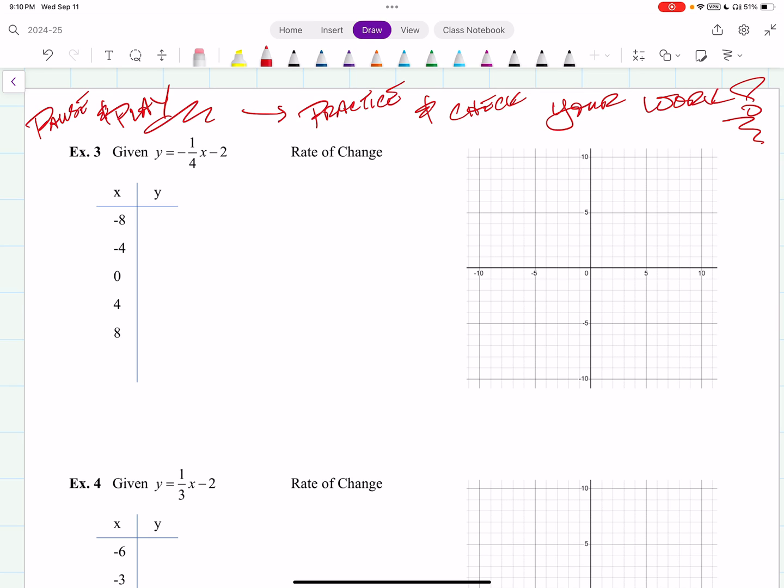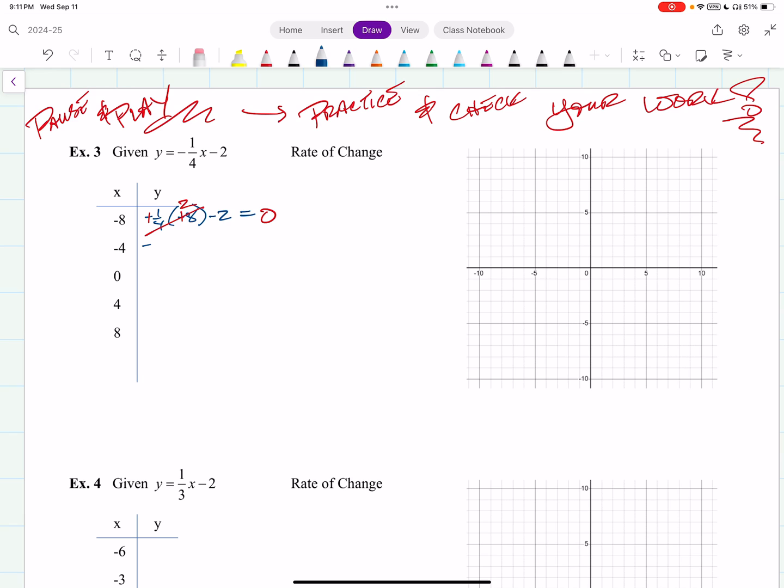So pause the video, work through this, and after you've done the table and the rate of change in the graph, press play and check your work. Go for it. All right, I'm going to assume you're ready, so let's do it. -1/4 times -8 minus 2. I'm going to cancel out the negatives first, divide 8 by 4 to get 2. 2 minus 2 is 0.